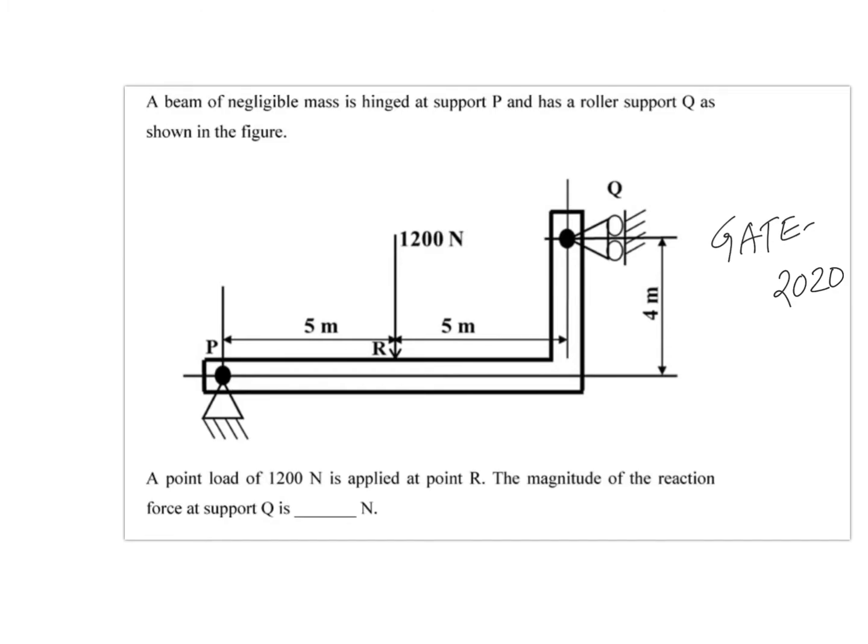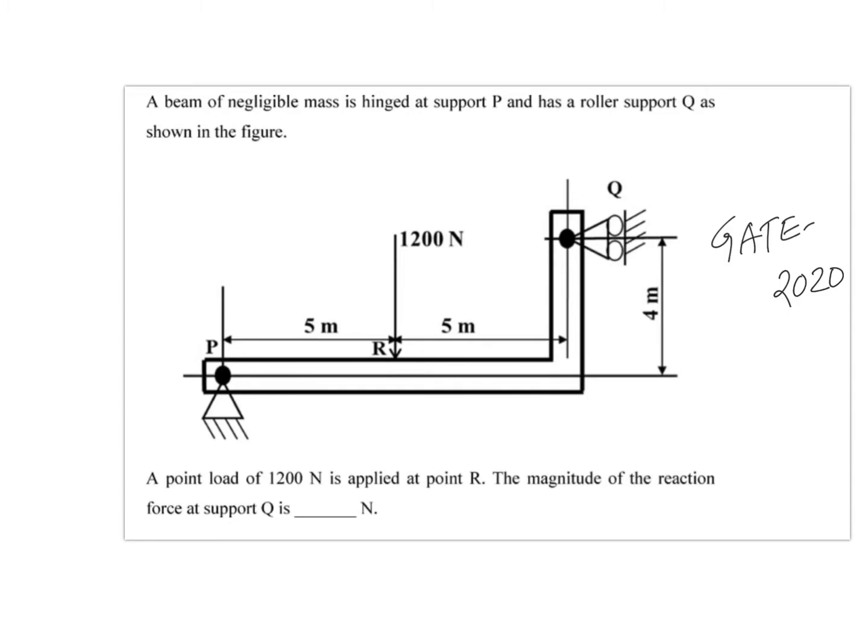We have a beam of negligible mass hinged at support point P and has a roller support Q as shown over here. A point load of 1200 Newton is applied at point R. They are asking what is the magnitude of the reaction force at support Q. So they are asking us what is the kind of reaction force that will be exerted at this point.